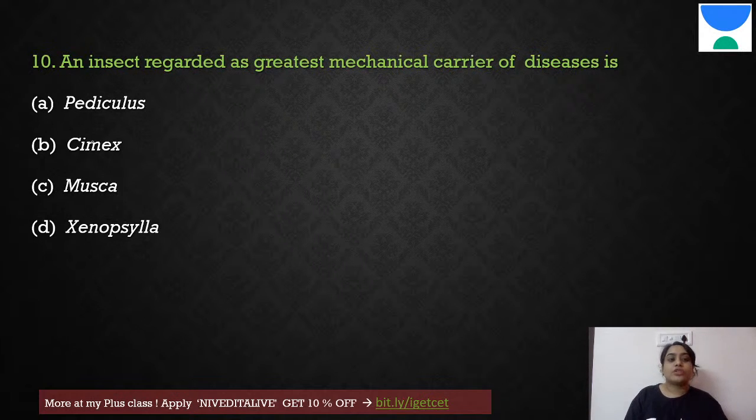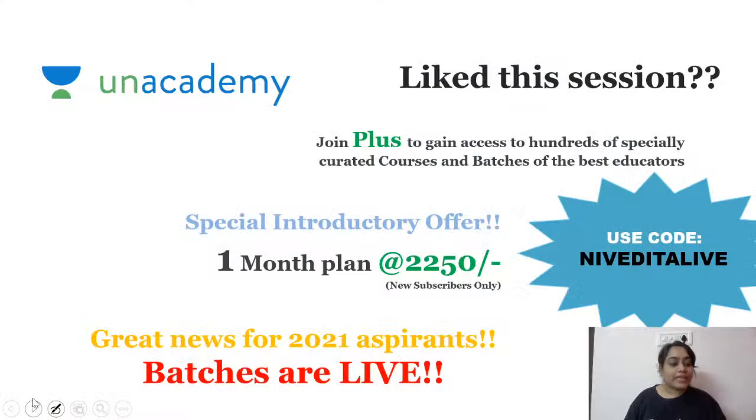Here, Pediculus is lice, head lice. Cimex is a bed bug. So you know there are bugs sometimes that come on your beds, bed bugs. Musca is your housefly. Xenopsylla is fleas. If you have seen your dogs having fleas, that is Xenopsylla. That also is a mechanical carrier, but Xenopsylla does not affect humans as much. Musca affects a lot of organisms. That's why that is the greatest mechanical carrier. Your housefly is Musca. So with that, we are done with today's session.